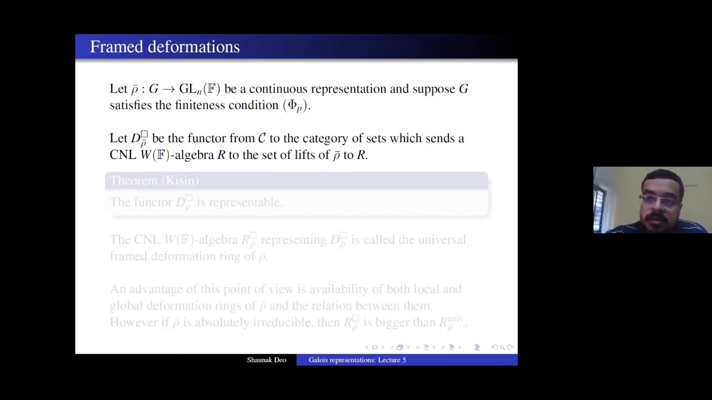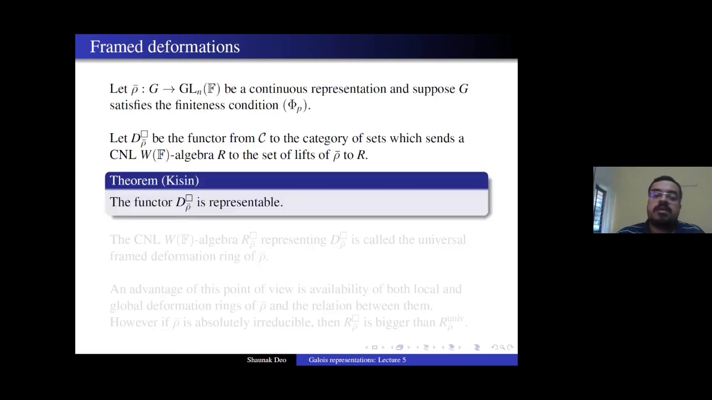So in Mazur's theorem, we were looking at a functor which sends R to the equivalence classes of lifts of rho bar to R. But in this one, we are just sending it to lifts. We are not sending it to equivalence classes. And the theorem of Kisin was that this functor D rho bar square is actually representable. So it is representable by a CNL W(F)-algebra, even if rho bar is reducible.